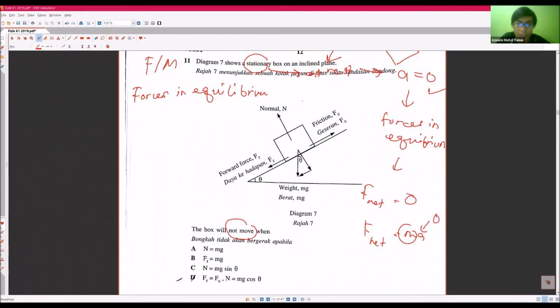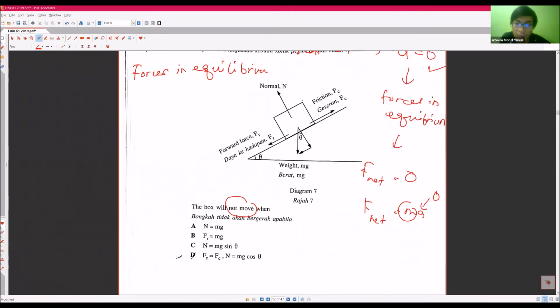So what should we do in order to make the net force 0? So we can compare this direction and this direction, which are perpendicular to each other. So if we want to compare in this direction, if this is positive, that means that the friction and the forward force must be the same. So Fr must be the same as Fc.